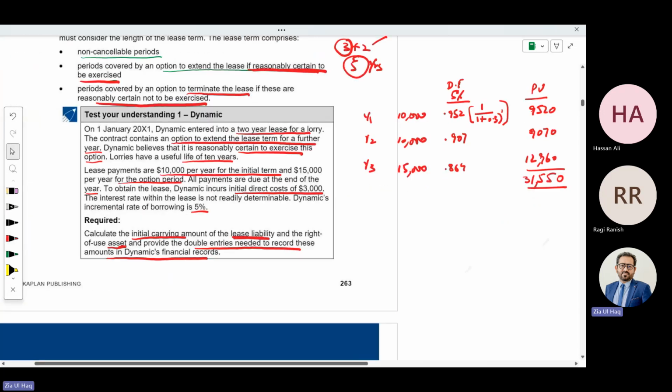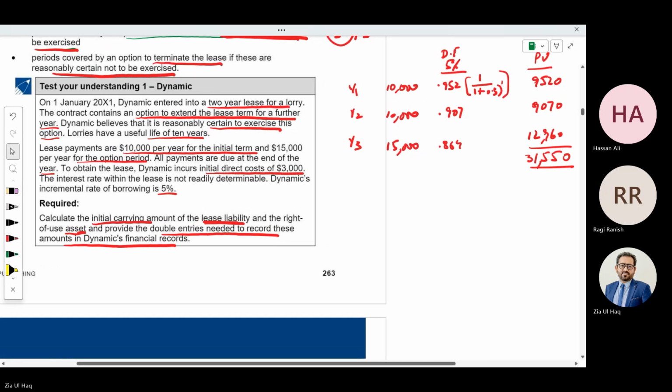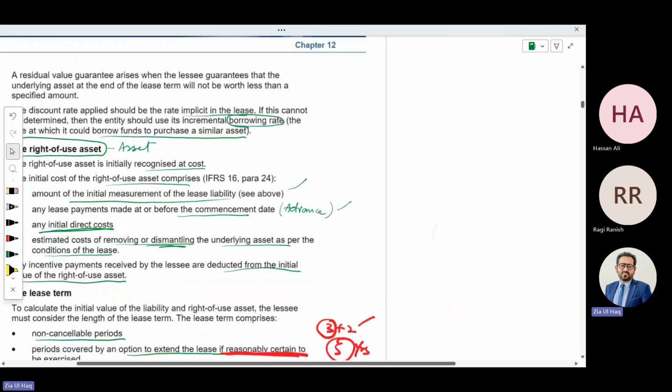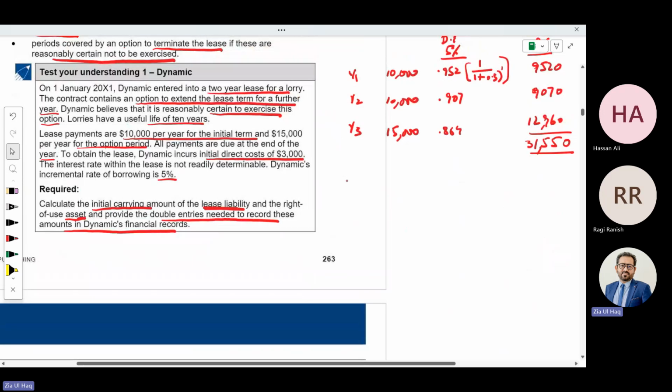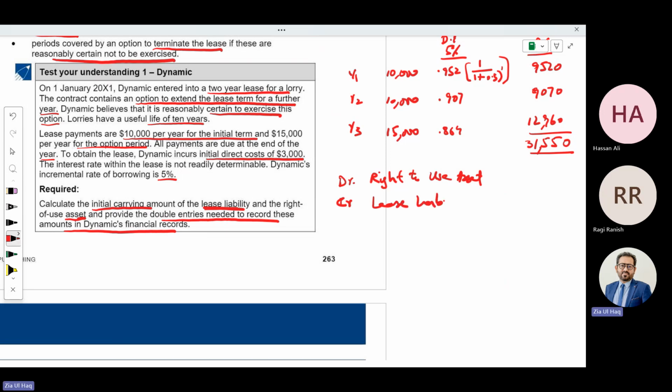And for this amount, we need to record the lease liability. But in the asset, we include the lease liability amount, any advance, any direct cost, and any dismantling cost. In this question, we have this lease liability amount and direct cost. So what will be the accounting entry? Debit right to use asset, credit lease liability.